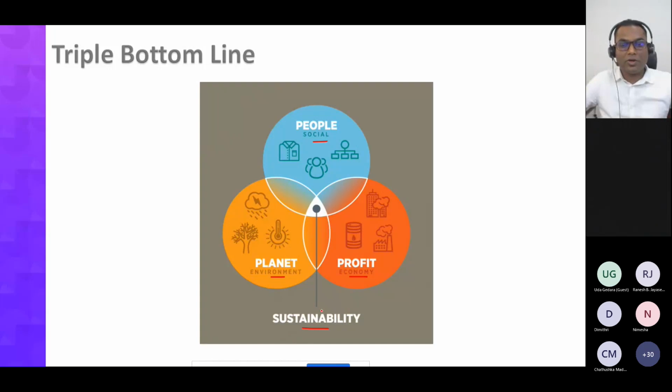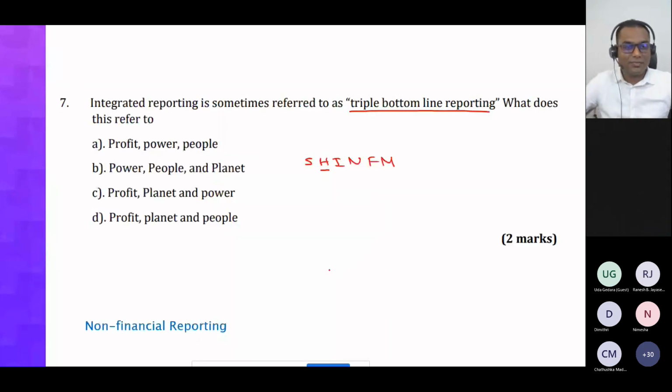So when it comes to the triple bottom line, this economic aspect is called as profit. 3 P's: profit. Environmental aspect, planet. Social aspect, people. So what is the answer? Profit, planet, people. Answer D. There's nothing called power in the triple bottom line reporting. So the answer to the question 7 is answer D. Okay, simple one.